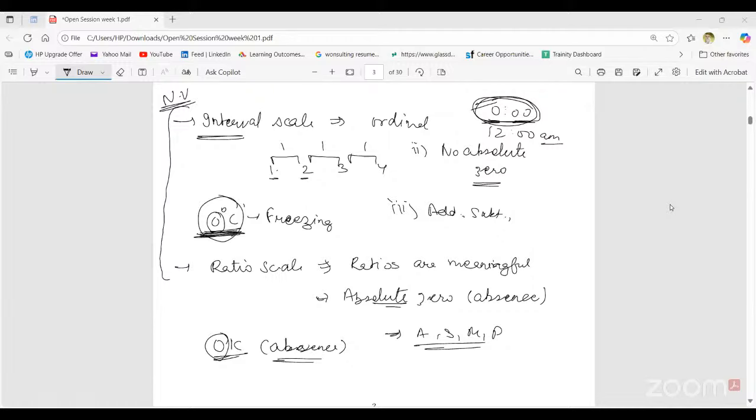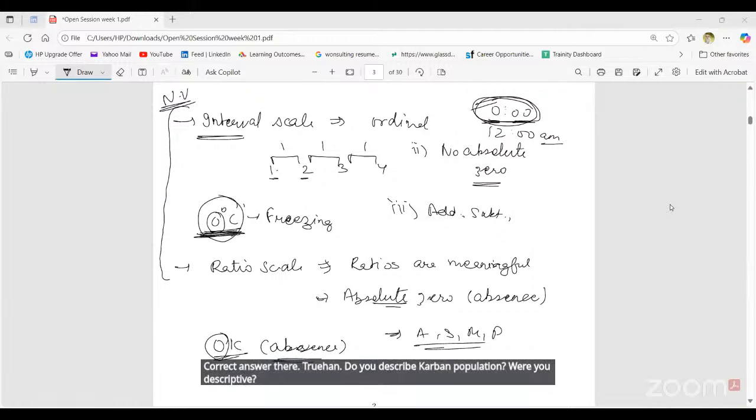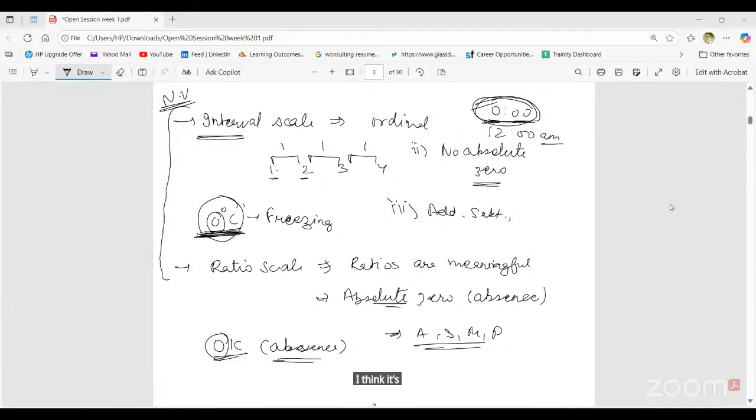This is describing the population, so I think it could be descriptive, sir. It could be indirectly sample, but not directly population. That's why it's a doubt.